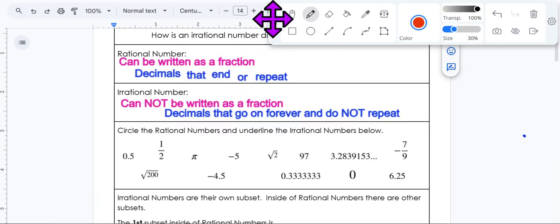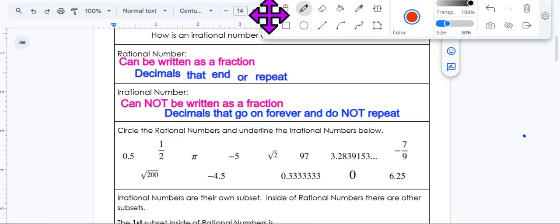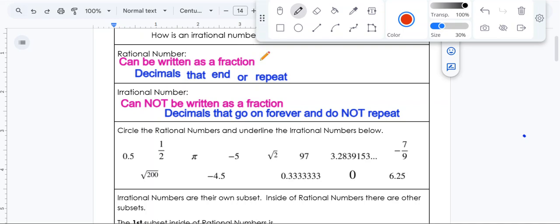Okay, this says, how is an irrational number different from a rational number? Well, a rational number can be written as a fraction. It's decimals that end or repeat. Irrational numbers cannot be written as a fraction, and it's decimals that go on forever and do not repeat. So once again, like pi, right? Pi goes on forever, does not repeat, and it can't be written as a fraction.